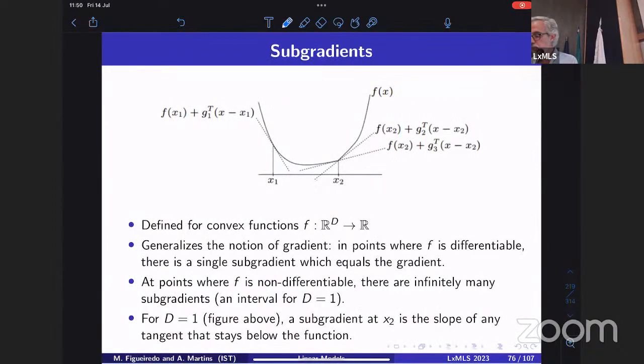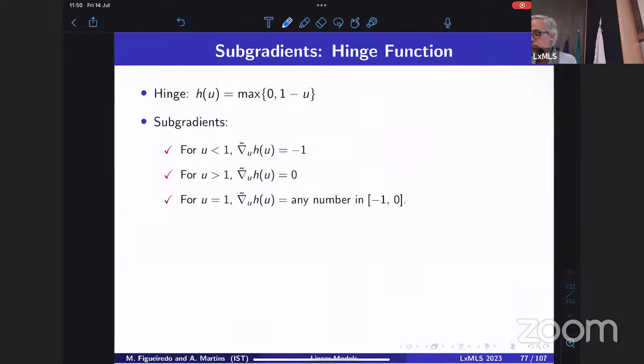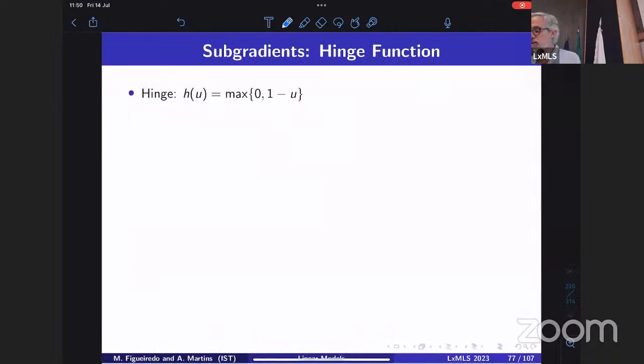Okay, so that's what I was saying. So for example, let's now look at the hinge loss. The hinge loss looks like this. Remember? Okay. So what is the derivative of this function to the left of one? To the left of one, -1. To the right of one, 0. At one, it's anything in an interval between -1 and 0.